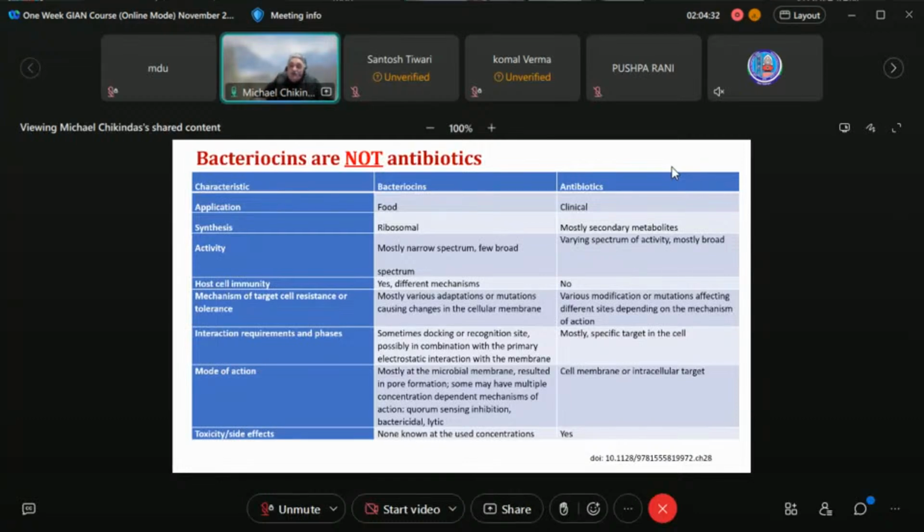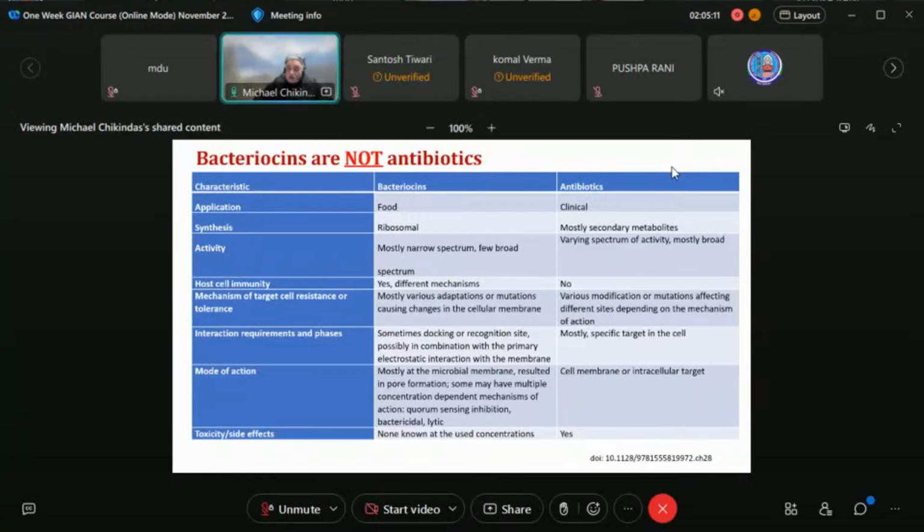Mostly narrow spectrum activity as opposed to antibiotics, where we have a broad spectrum of activity. There is host cell immunity with a variety of mechanisms, and we'll see some examples today, and no such thing in the case of antibiotics. Target cells can become resistant through adaptations, mutations, causing different changes. Many of them involve the cellular membrane, and in the case of antibiotics, we have a different response from the targeted cell and from the producers.